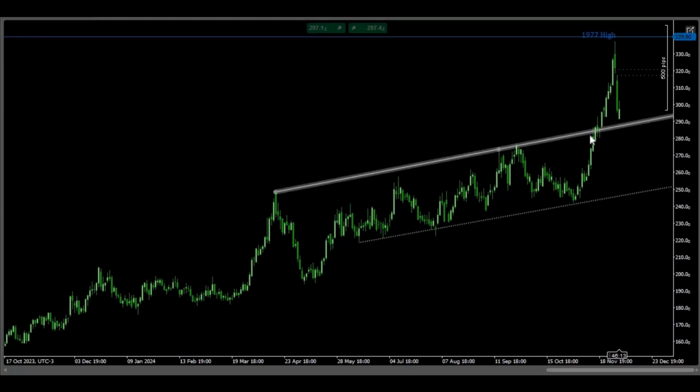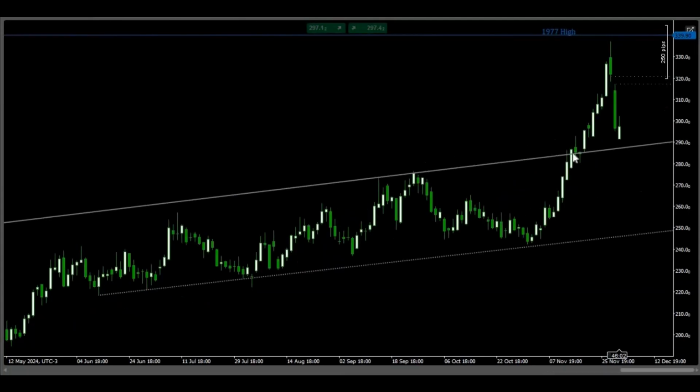After this breakout over this rising trend line resistance area, we do have a minor rising trend line support right here. We've made it quite a ways as far as this 250 area. The high that we've made it to was about 336, almost 337.